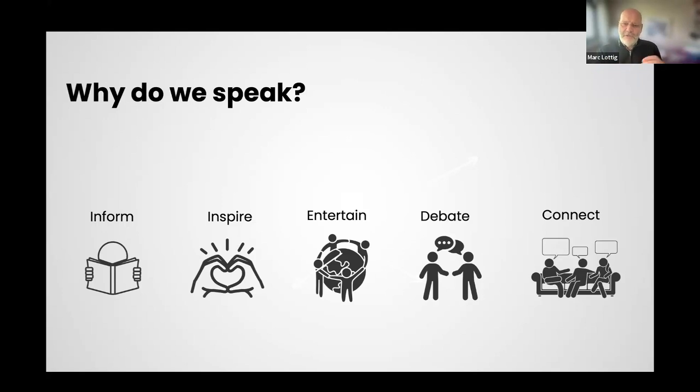Or when I was doing my entrepreneurial work, we constantly had to raise money. So I was talking to investors and I was trying to convince them that what we were doing was really worthwhile. So it is quite important that we establish upfront why we are speaking. Why are we actually taking the stage?